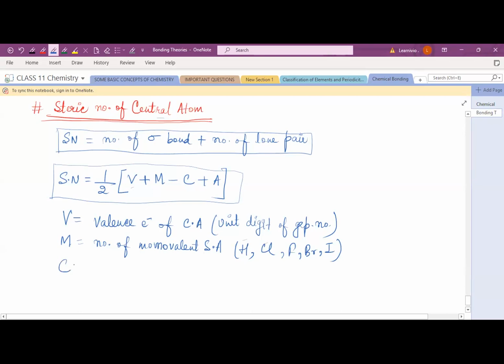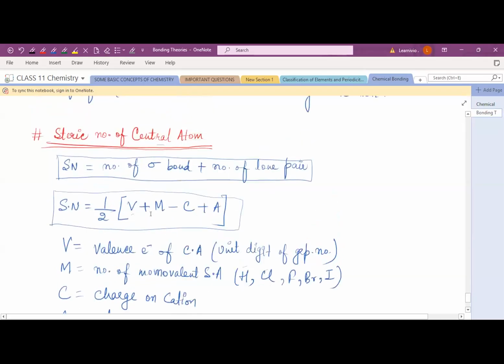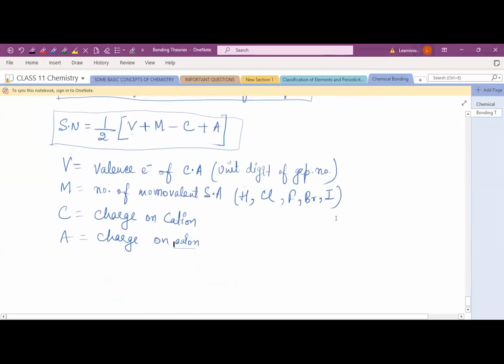Now what is C? So C is charge on cation. Okay. And now what is A? So the charge on anion. Okay, so we know that anion is negative and cation is positive. So this is the formula of the steric number, right? Steric number is 1 upon 2 (V plus M minus C plus A). Okay, you should remember this. This is very, very important.